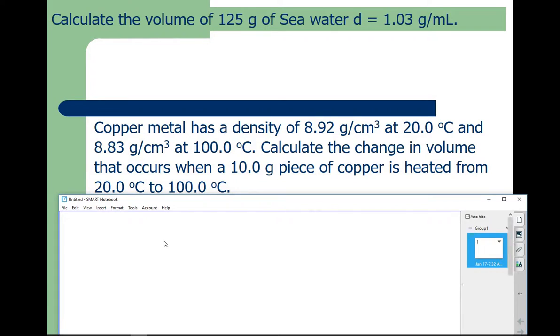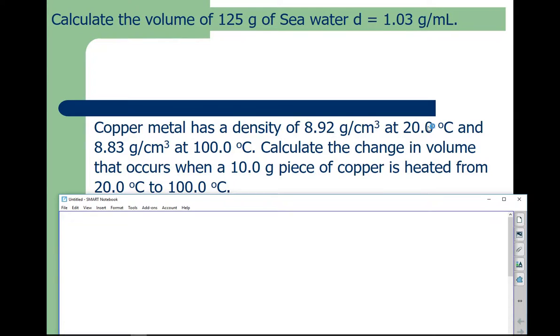So I'm going to bring up another thing here, and I'm just going to do it from over here. So what you want to do on this one, remember that we've got copper metal as a density here. We've got two different temperatures that we're working with, and because of the two different temperatures, we have two different densities. So because of that, we're going to rearrange the equation again, and we're going to do two density equations where we find volume for each density at the different temperatures.